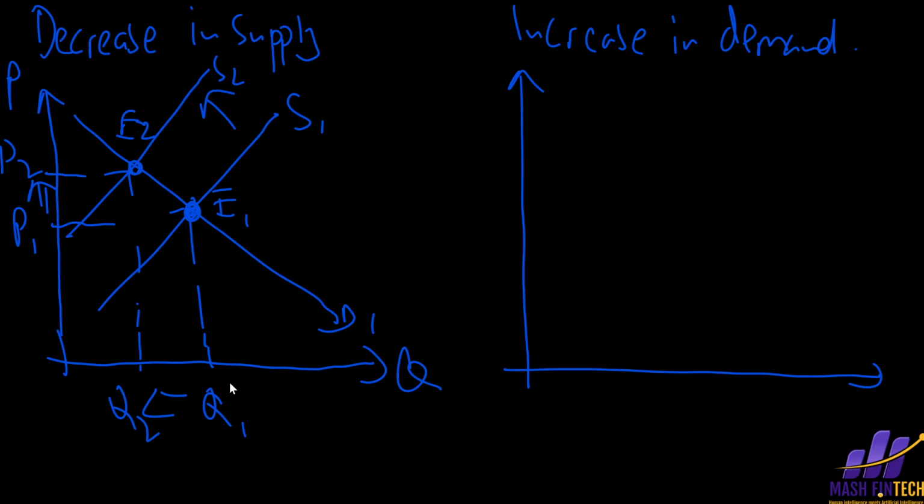So basically, what you see from this graph where there's a decrease in supply is that the price has gone up and the quantity has gone down. Okay, take note of this.